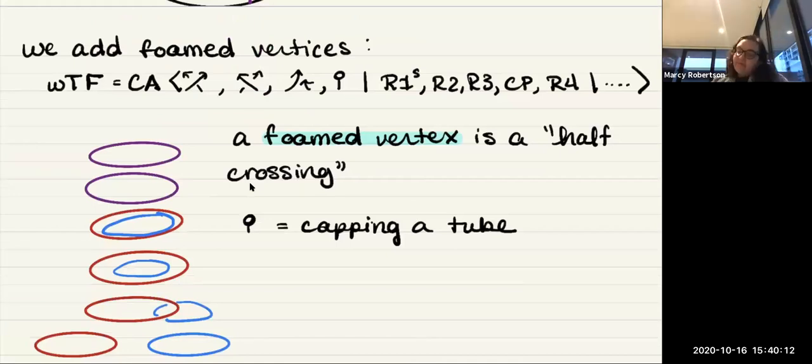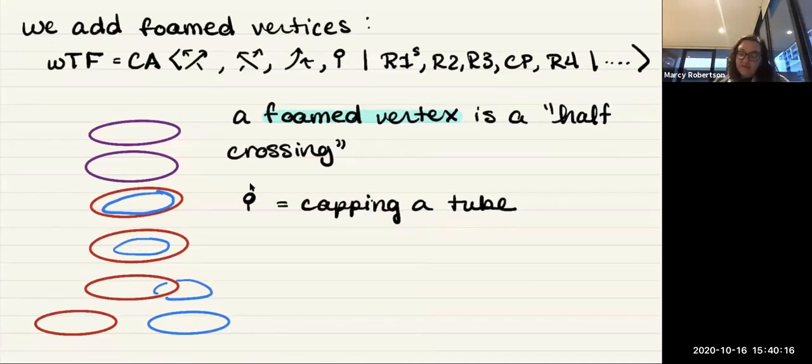So I have my tangles. These are just tangled surfaces in R4. But I'm aiming for this relationship with quantum algebra, and you need something. You need an associator. You need to see an associator. So this actually comes in this thing called a foamed vertex.